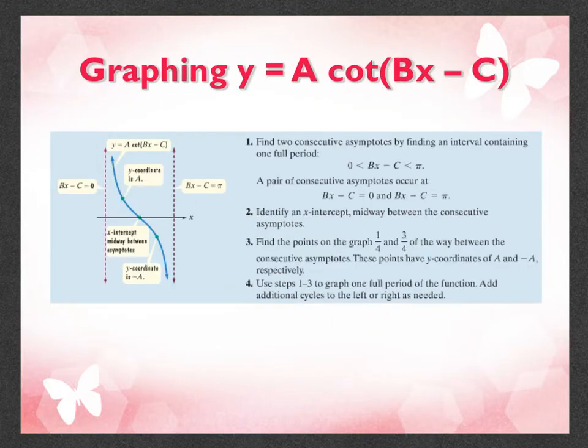I mean, it's typed up on this slide, but it's kind of the same thing we just talked about. So we set it equal to 0 and pi. And then you're going to find the x-intercept at the midway point between those. And then you're going to do your quarter point and your 3/4 point. And on that one, you're going to plot positive A because you're going to go up on the left. And then negative A, you're going to go down at the 3/4 point. And again, with these, just like with the tangent, you should have 4 asymptotes and 3 curves.